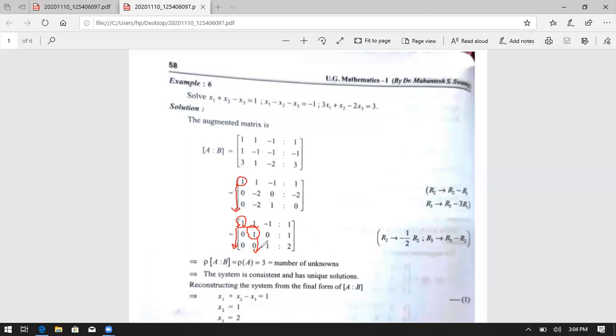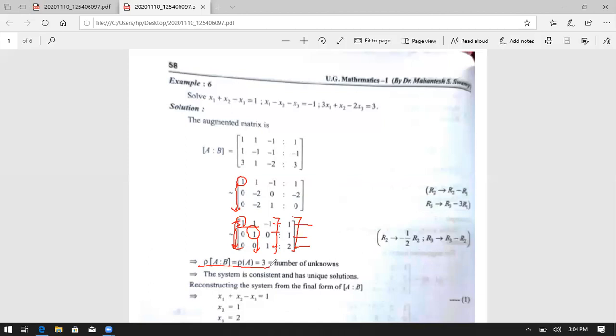Finally, you write here. This one is A, this is the rank of A, and this is the rank of AB. Therefore, rank of AB is equal to rank of A. Here 1, 2, 3, three non-zero elements are there. Rank of AB is equal to 3. Then rank of A is also 3. It's 1, 2, 3. Therefore, you write here rank of AB is equal to rank of A is equal to 3, the number of unknowns.